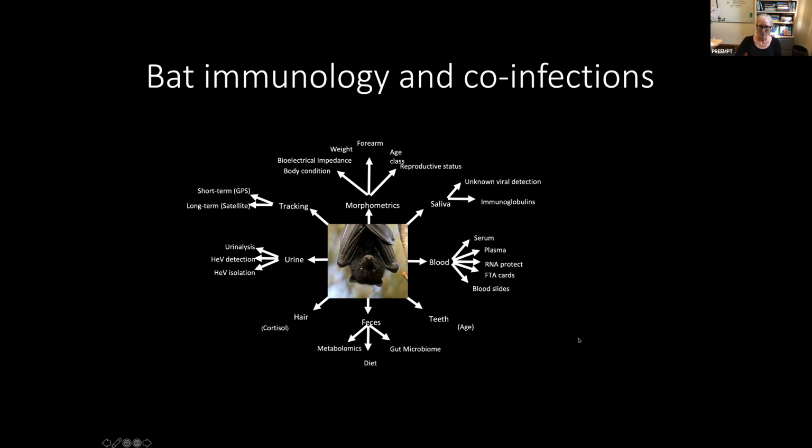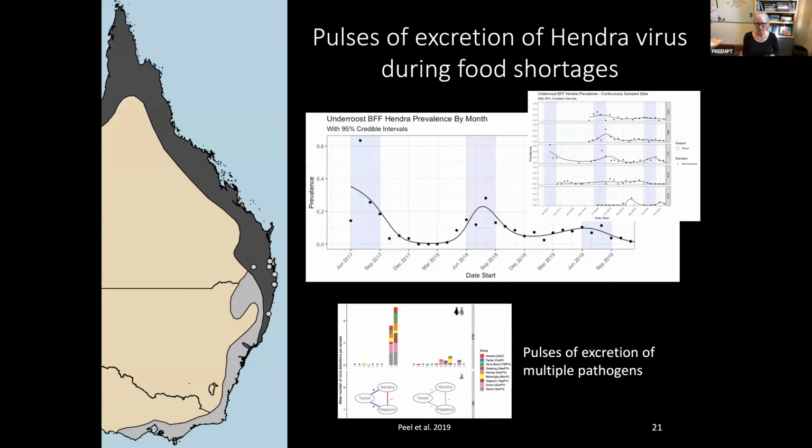So this is a picture of all this information we take from every individual animal. So we go back to the same populations again and again through time to build up data sets and patterns of how the virus is circulating, what is the immune status of this animal over time. And this is what the data looks like.